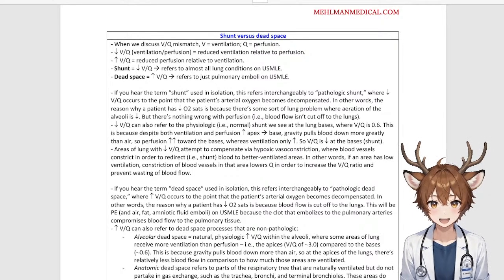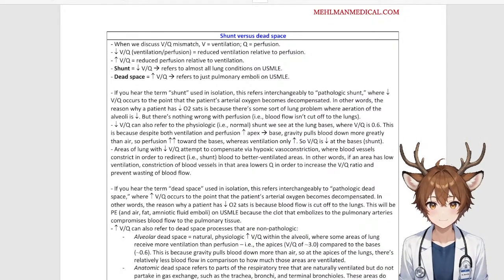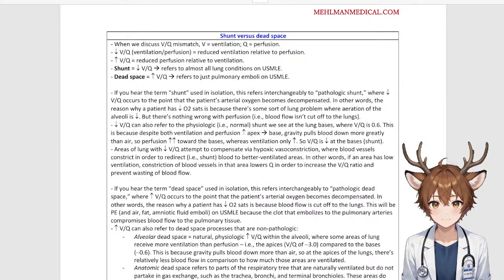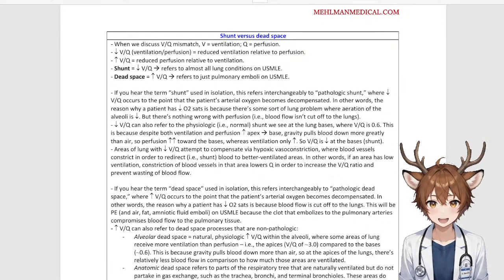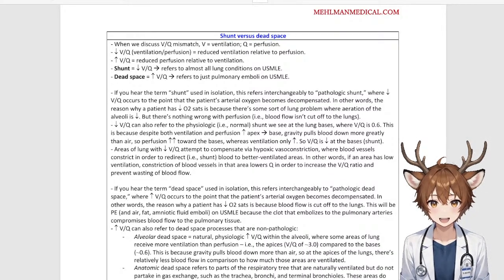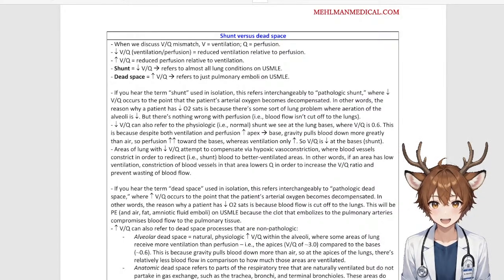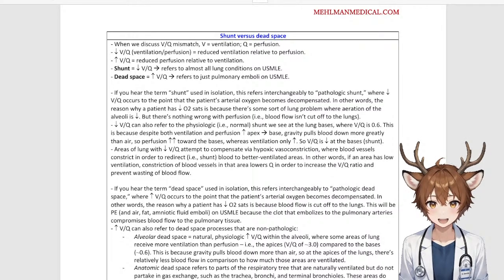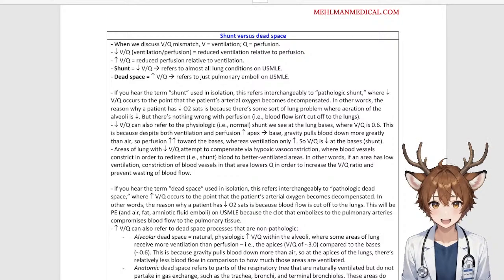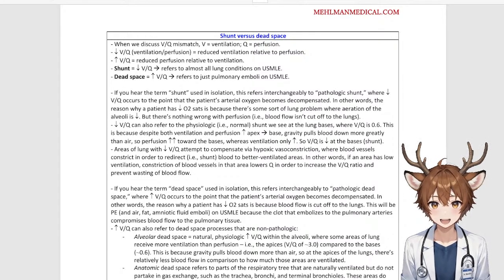Sorry. Decrease in VQ can also refer to the physiologic, i.e. normal shunt, as we see at the lung bases, where the VQ is 0.6. Both ventilation and perfusion increase going from the apex to the base. Gravity pulls blood down more greatly than air, so perfusion increases toward the base, whereas ventilation only increases somewhat. So you only have a 0.6 down there. Again, normal would be 1.